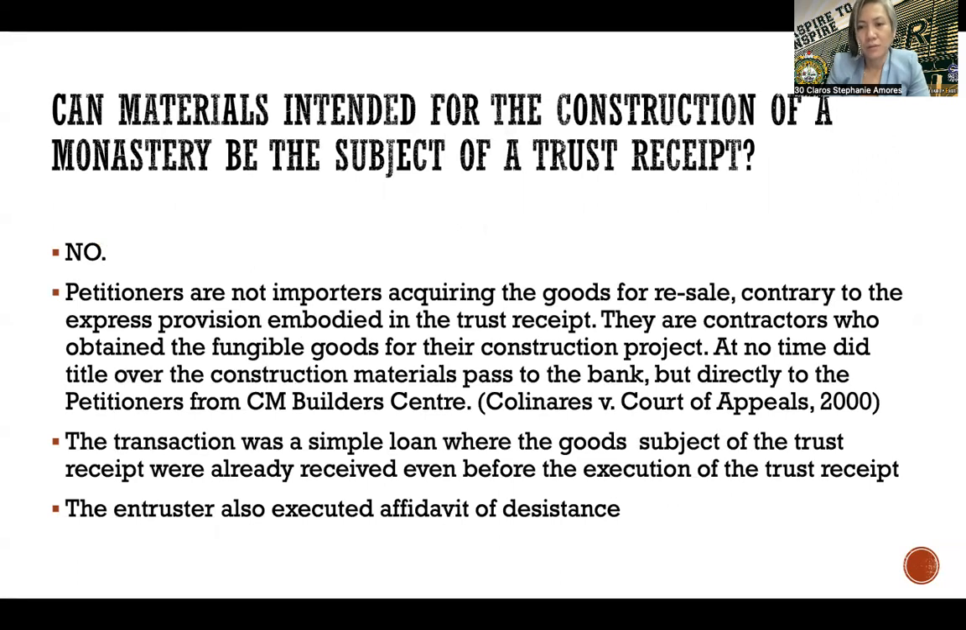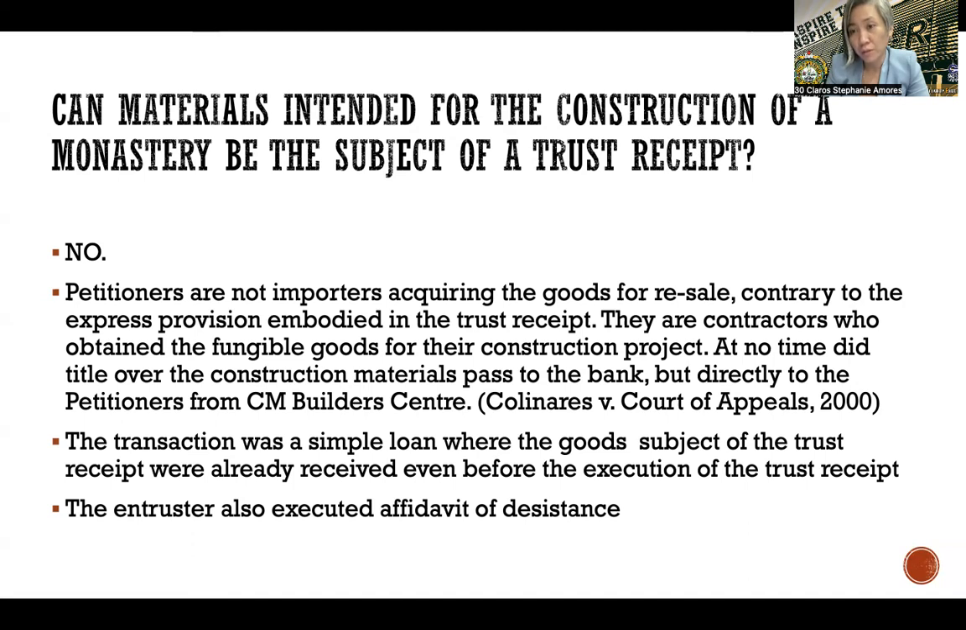So in the Colinares versus Court of Appeals case, that is the very issue of the case. Can materials intended for construction of a monastery be the subject of a trust receipt transaction? So the Supreme Court said no. The petitioners, who were the entrustees, were not considered as importers acquiring the goods for resale. And that's contrary to the express provisions embodied in the trust receipt. They are actually contractors who obtained the fungible goods.